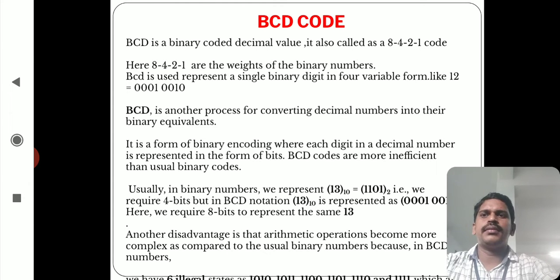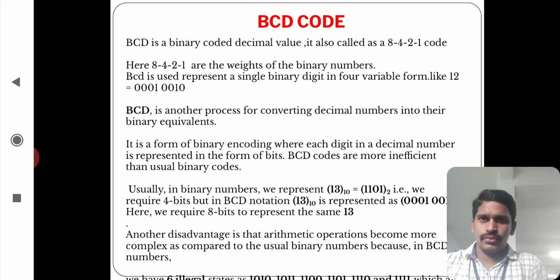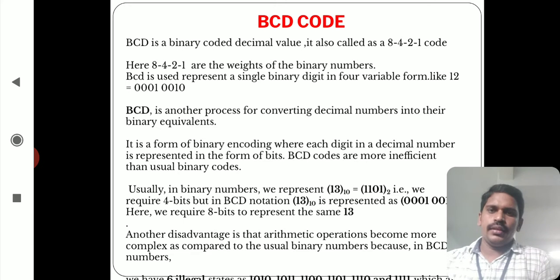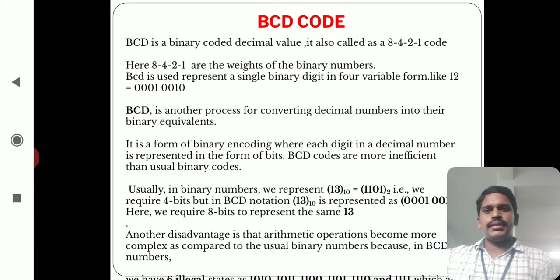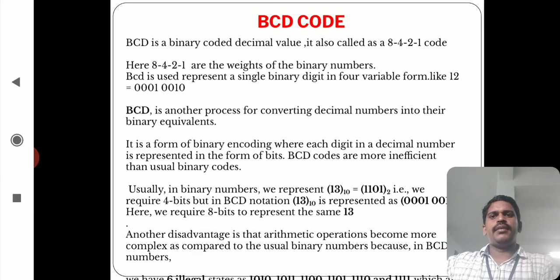Binary coded decimal. BCD is a binary coded decimal value. It is also called the 8421 code. You know about binary values. Binary is the two-number representation, either 0 or 1. Hence the base of the binary number system is 2, and in the decimal number system we represent any number using the values 0 to 9.